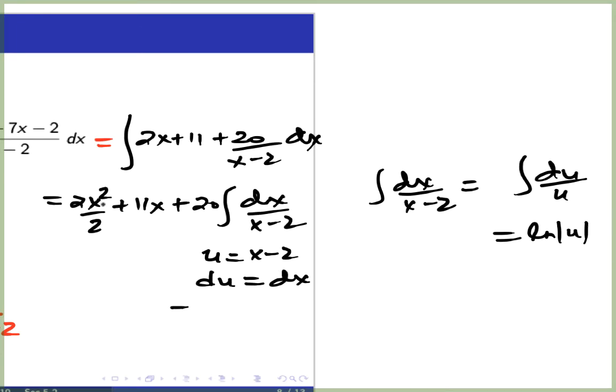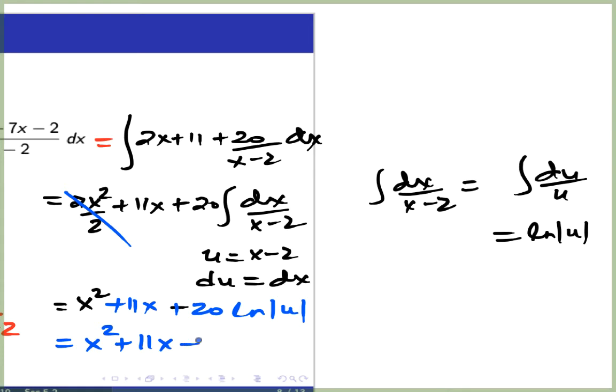So when I make the changes here, what do I get? I get x squared, because the 2 and the 2 cancel out, plus 11x, and from here plus 20 natural log of u. Now remember, you have to replace the u by x minus 2, because the whole answer should be in x's. So x squared plus 11x plus 20 natural log of x minus 2 plus c.